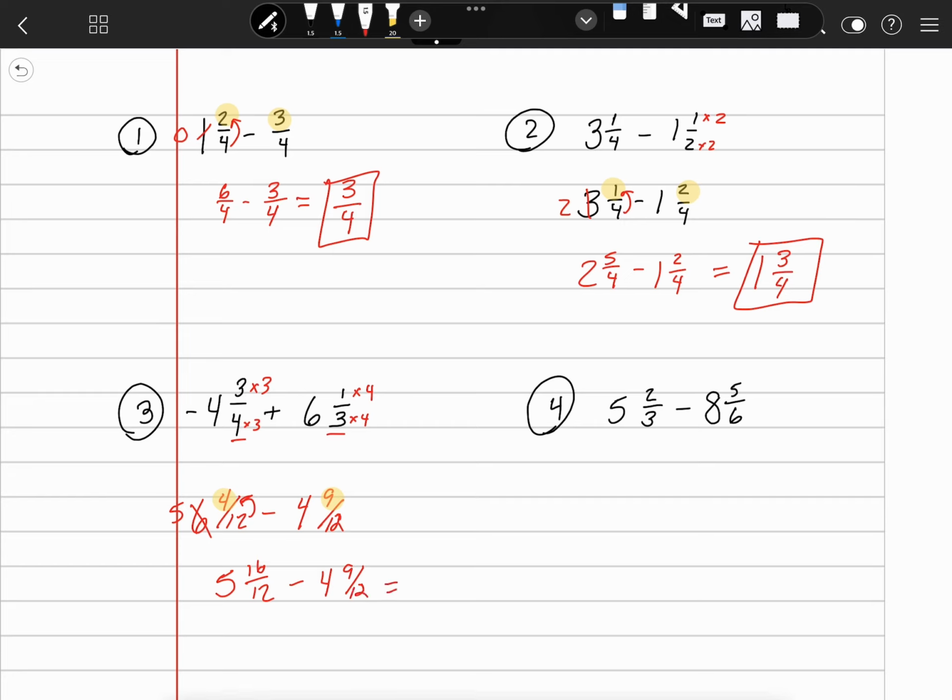5 minus 4 is 1. 16 minus 9 on the numerators is 7, and I have 12 on the bottom. Look to see if that can be simplified, and nothing goes into 7, so it cannot be simplified.